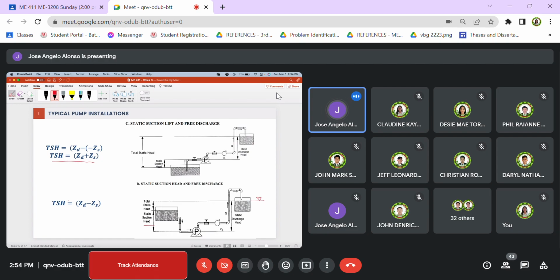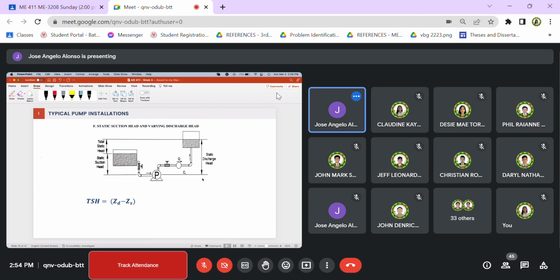So regardless kung siya ba is free discharge, you can see here the flow. The flange here is free discharge, meaning di naka-submerge yung tubig. Ang kukunin pa rin nating elevation reference will be the elevation of the fluid. Even here, the elevation ng fluid. So, static suction head and varying discharge, same pa din, anything above is positive. Kukunin nating elevation is yung elevation ng ating fluid.